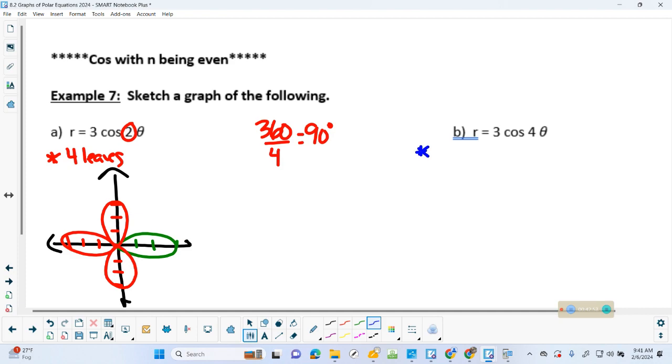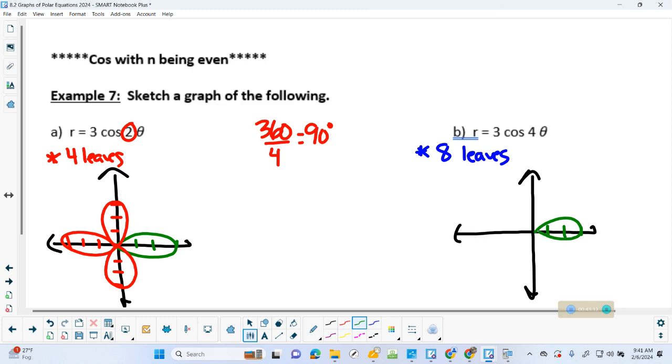Okay, how many leaves on this guy? Gosh, why do I make 8? Fail. Let's get this drawn. And again, the first one's always on the X. Okay, so we're going to 360, our full circle. There's 8 of these leaves. What's 360 divided by 8? 45. Okay, so 45, I got it.